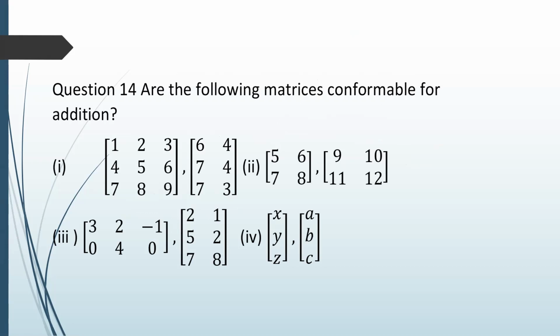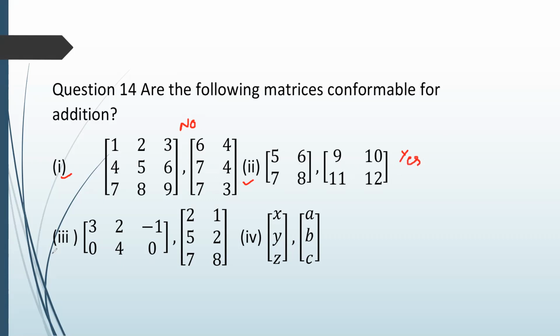Now we go for the next question. Are the following matrices conformable for addition? We know that for addition, both matrices must have the same order. In the first part, we see that the order of the first matrix is 3 by 3, but the order of the second matrix is 3 by 2. So it means this is not possible. Now we go for the second. Here we see that both matrices have order 2 by 2. So this is possible. Is that clear?